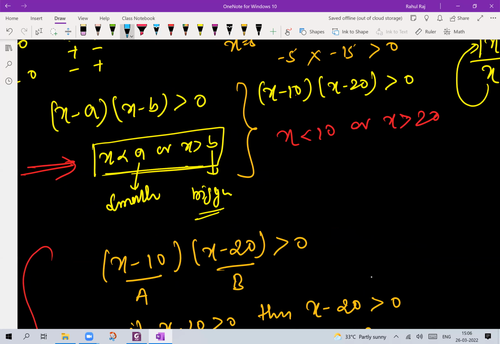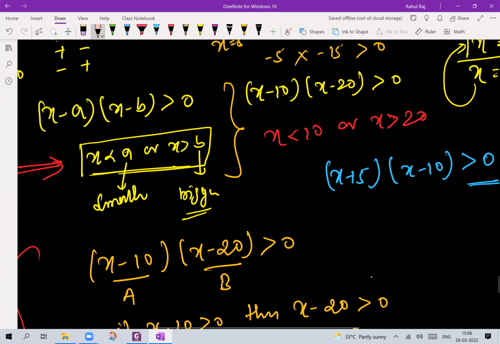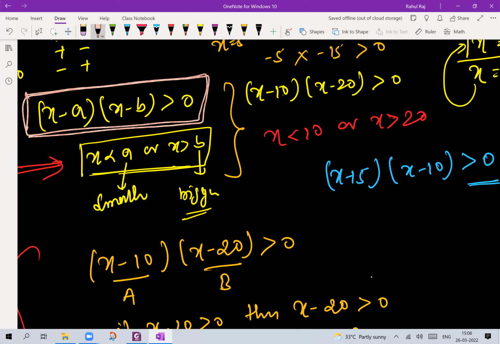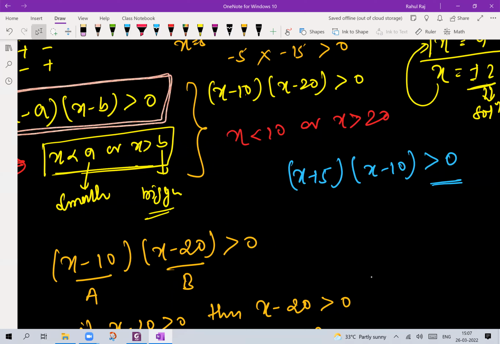Any doubt, guys? Imagine if I give you x plus 5 into x minus 10 greater than 0. What's the solution? First, ensure that when you are finding a solution, every equation is represented in this form first. And then choose A as the smaller entity, B as the bigger entity. Your solution could be x is less than minus 5 or x is greater than 10, not and.